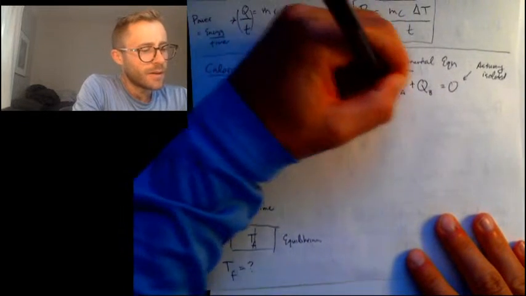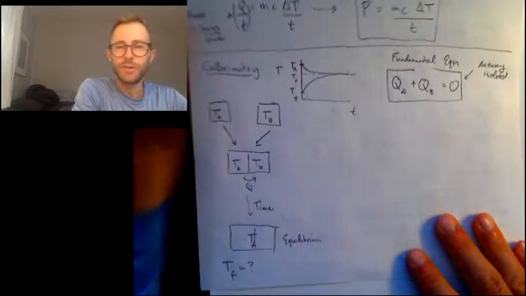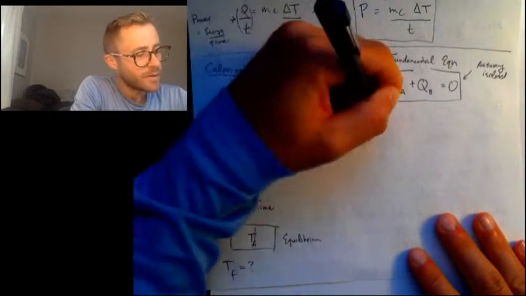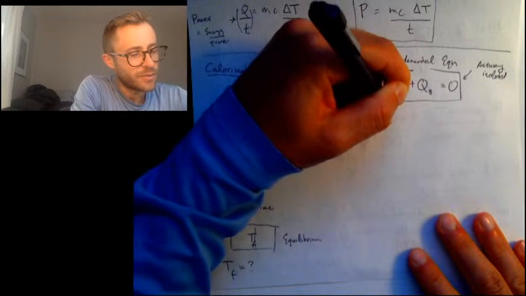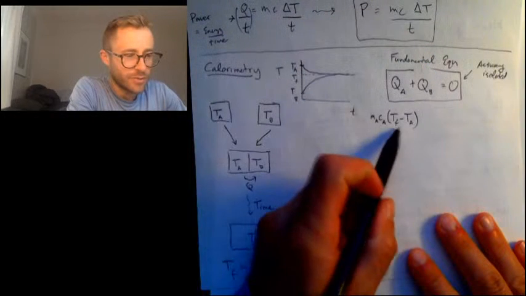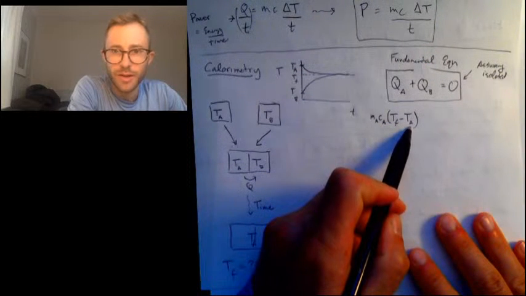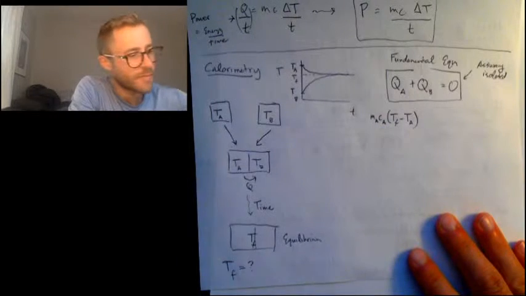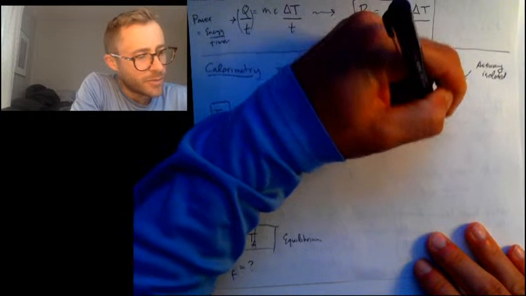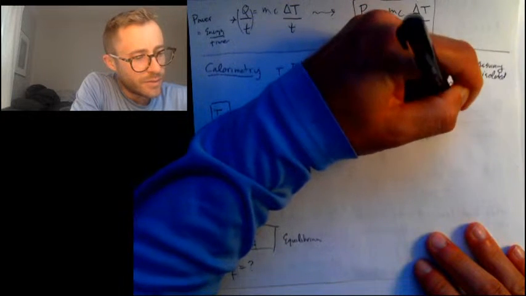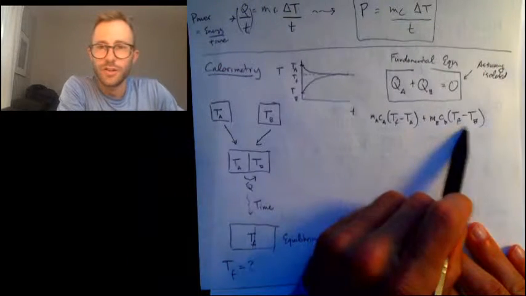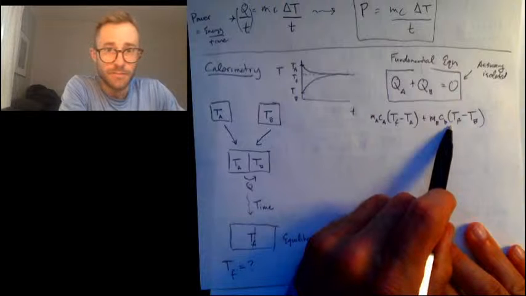So this becomes, if we plug in Q equals MC delta T, we get M sub A times C sub A times (T final minus T sub A). So that's the change in temperature because it starts out at temperature T sub A and it ends up at temperature T final, plus M sub B, C sub B, (T final minus T sub B). So this is the change in temperature of object B.